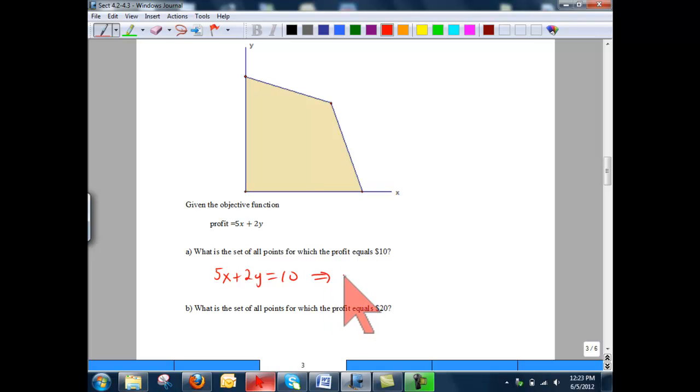If we were to put it in slope-intercept form, y equals minus 5 halves x plus 5. Remember, this is the slope, the negative 5 halves. This is the y-intercept, the plus 5. And so it may be a line that looks, say, like this. 5x plus 2y equals 10.